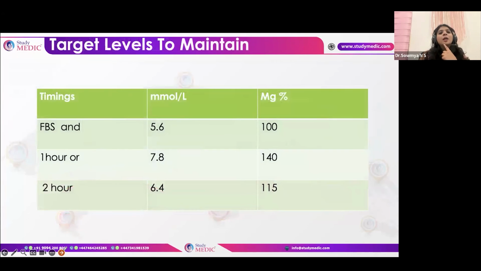Okay. Target levels to maintain in GDM. Whoever has been diagnosed with type 1 or type 2, these are the target levels. FBS 5.6, 1 hour 7.8, 2 hour 6.4. Just remember millimole, that would serve your purpose.